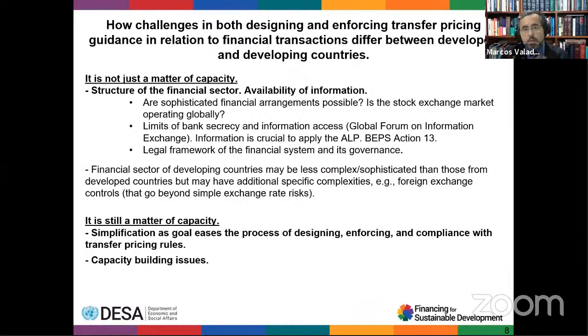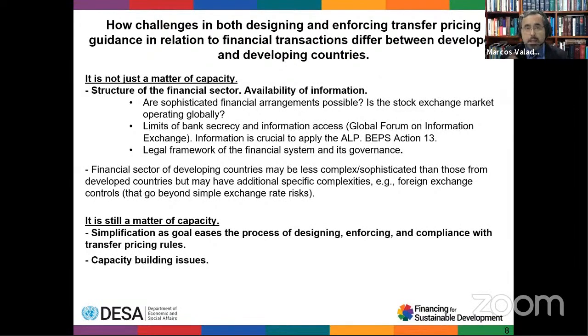So there is this type of difference in the structures of the markets, or how the market is regulated, because we're talking also about currency exchange here, because we're talking about international financial transactions. Also, information: the developing countries are more in line with the information access, in line with the Global Forum information guidelines. So maybe the developing countries will not have as much access to information as we have in other countries. So it's a matter of structure, but it's still a matter of capacity. It's always a matter of capacity.